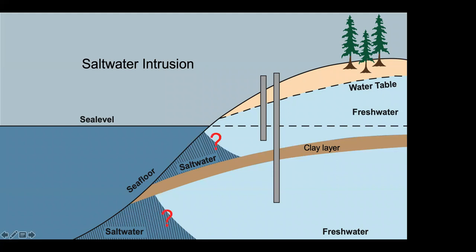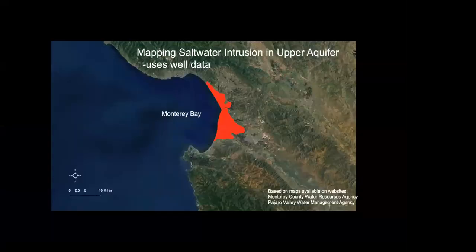And I say we think because there hasn't really been accurate mapping of the location of this saltwater freshwater interface. So there are some regions along the coast that have no saltwater on shore at present, but they know it's out there somewhere approaching the shore. The data on land has been acquired by looking at well data, and this is mapping out where saltwater intrusion is presumed to exist in the upper aquifer.